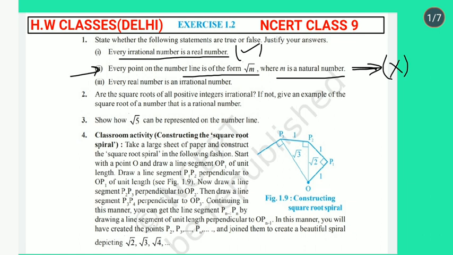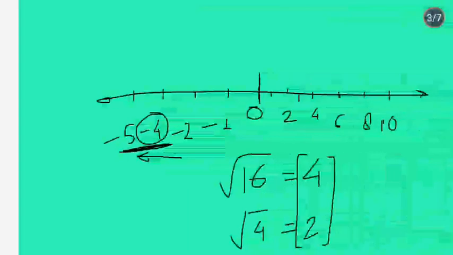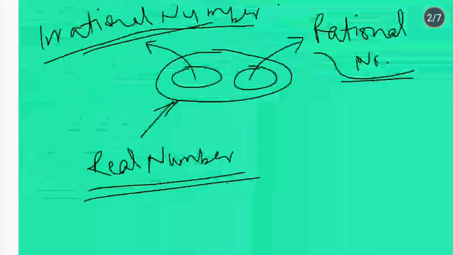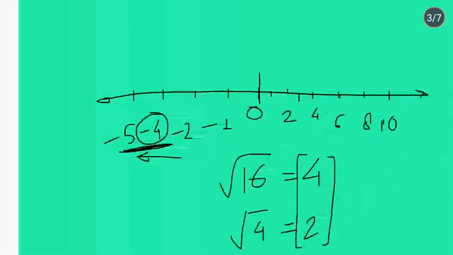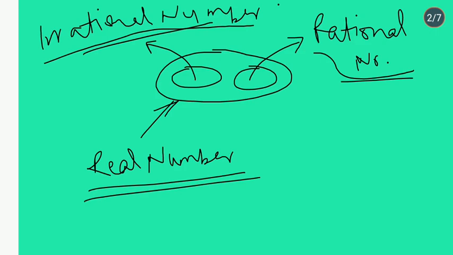Now statement number 3, every real number is an irrational number. Every real number is an irrational number. So we will check how this statement is. Now for statement 3, we will discuss it by example.